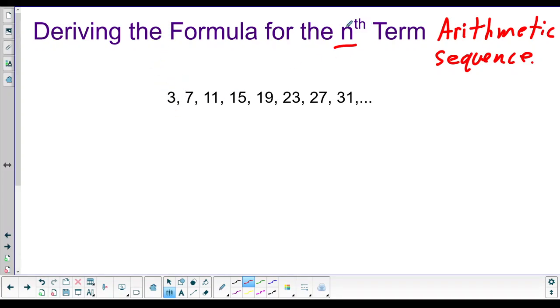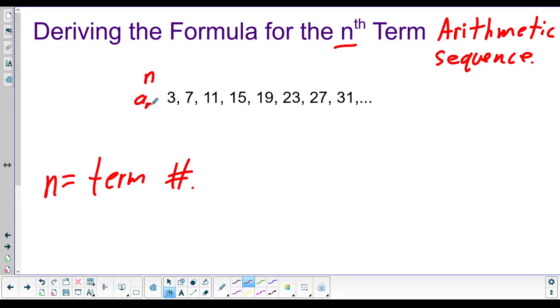So let's talk about this nth term business. N is what's called the term number. The term number just tells you which number in the list you're on. So if you number all of these in order, what's the first number, what's the second number, what's the third number, we call those n's, the term numbers. And then these are the values of those term numbers.